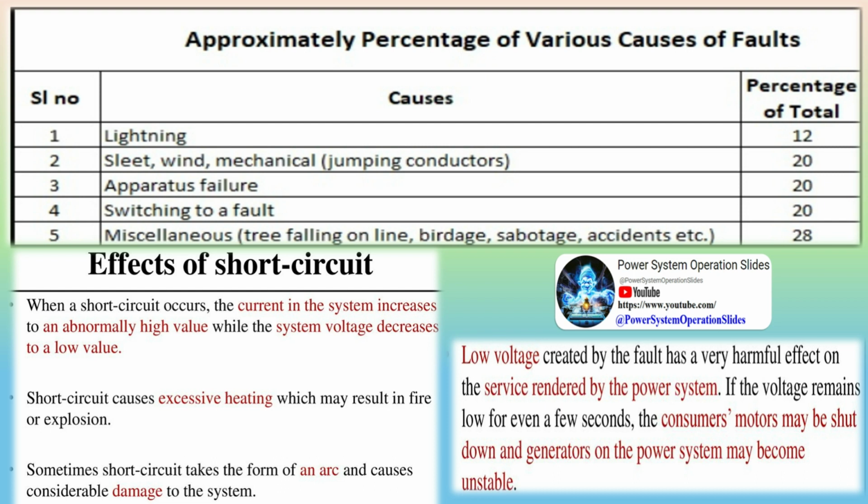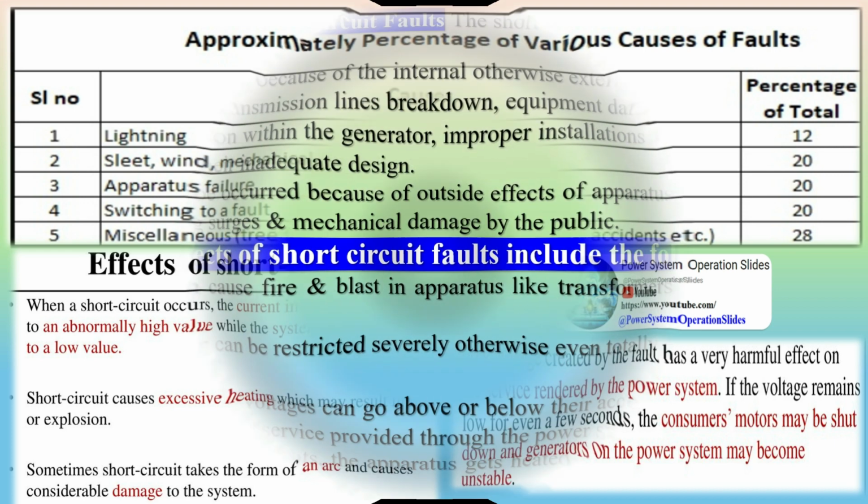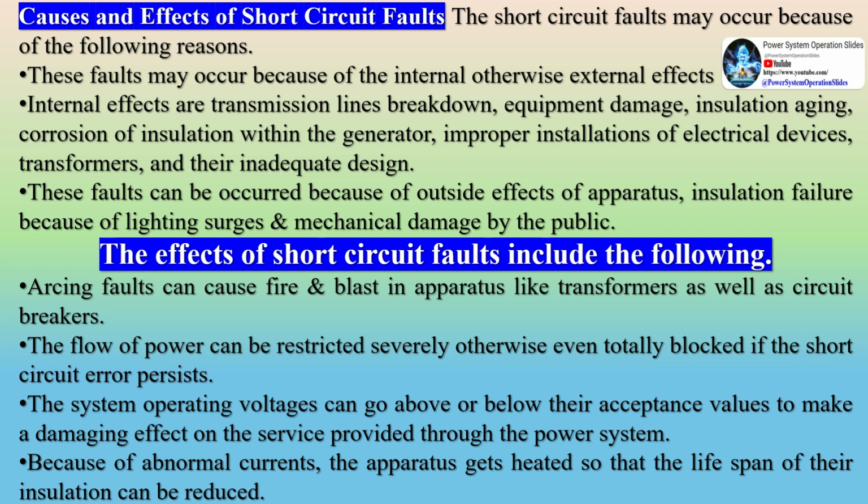Arcing faults can cause fire and blast in apparatus like transformers as well as circuit breakers. The flow of power can be restricted severely, or even totally blocked, if the short circuit error persists. The system operating voltages can go above or below their acceptable values, making a damaging effect on the service provided through the power system.